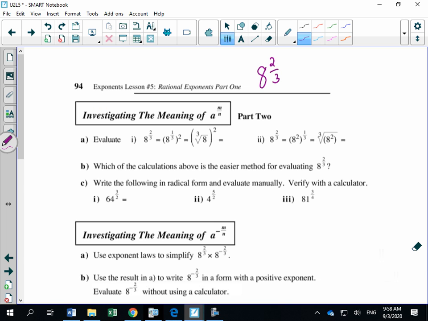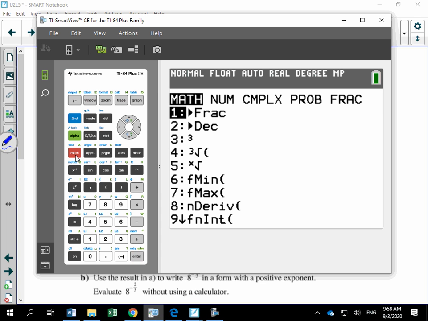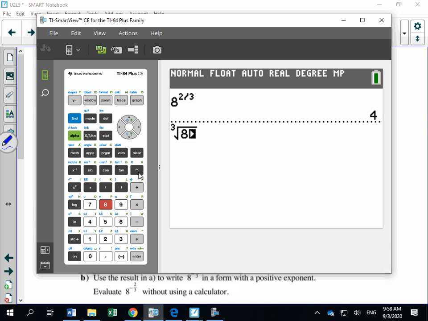is 4. Or I could say, I'm often going to say you need to express this as a radical. So let's express that as a radical. That would be the third root of 8 to the power of 2. And we're going to type this in our calculator, and let's see if we get 4 as well. So the third root of 8 squared. So take out your calculators, math button, number 4, the third root of 8 squared is also 4.